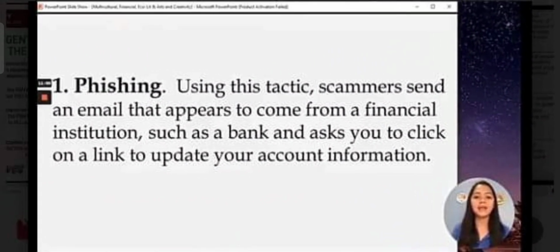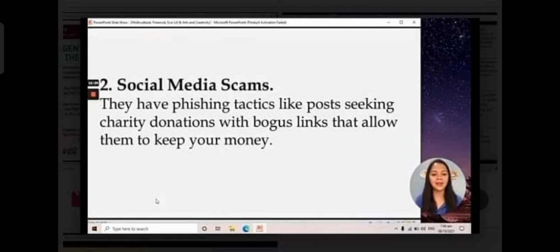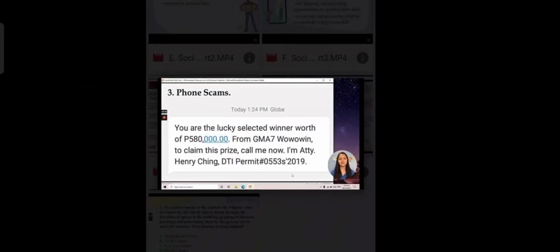Okay, so common financial scams to avoid. We have phishing, the tactics of scammers. They ask for your bank account, your bank information, and then they will get your money over there. Social media scams, like charity donations with bogus links that allow them to keep your money. They are asking for help on the internet to have donations, but it's bogus. It's not true, and they will get your money.